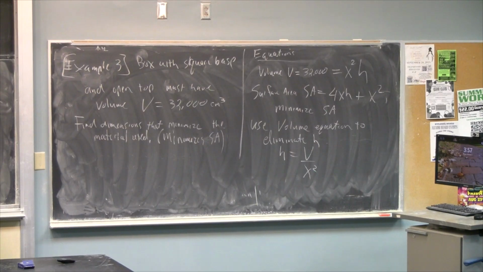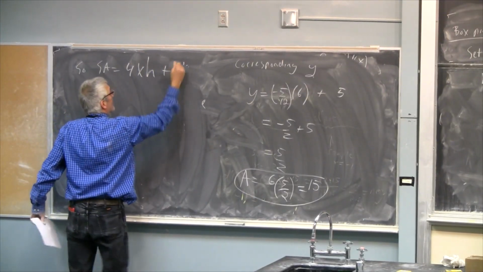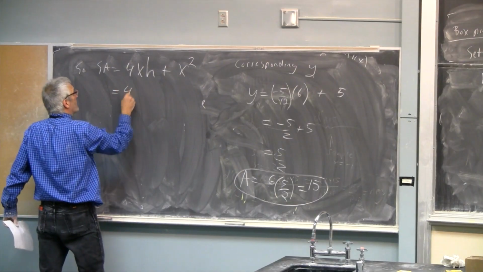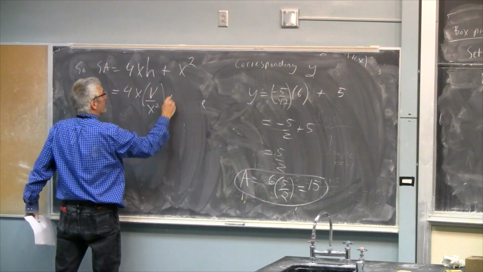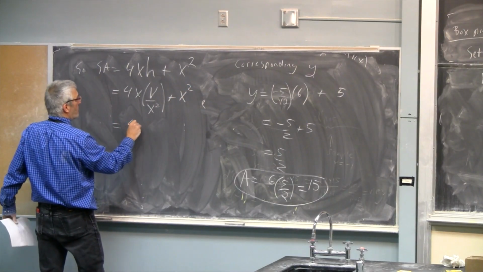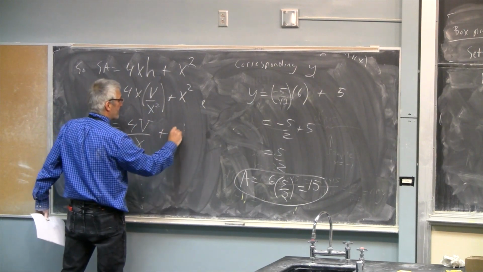So the surface area is 4xh plus x squared. And so that's 4 times x times the volume over x squared, plus x squared. And so that's going to be 4 times the volume over x plus x squared.